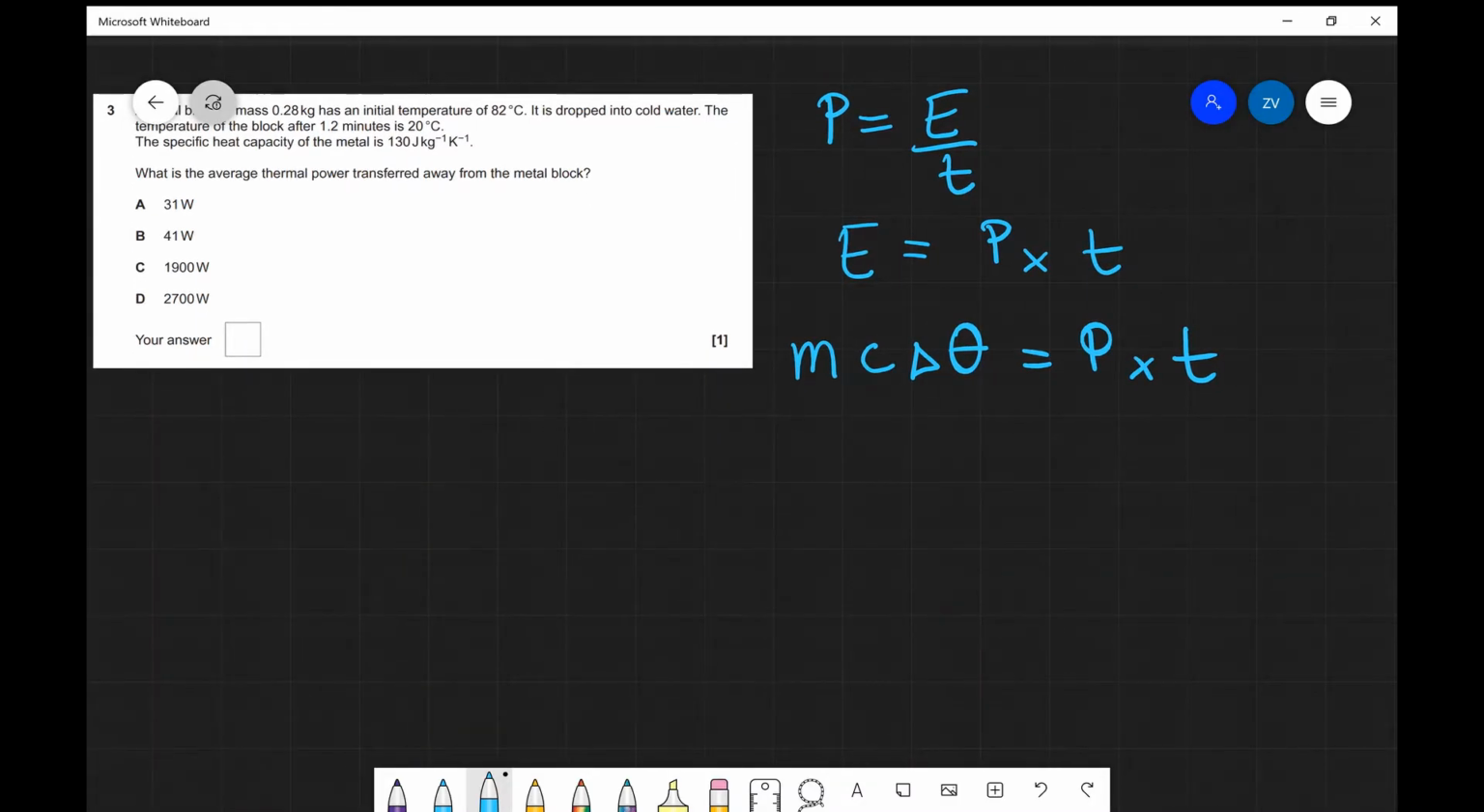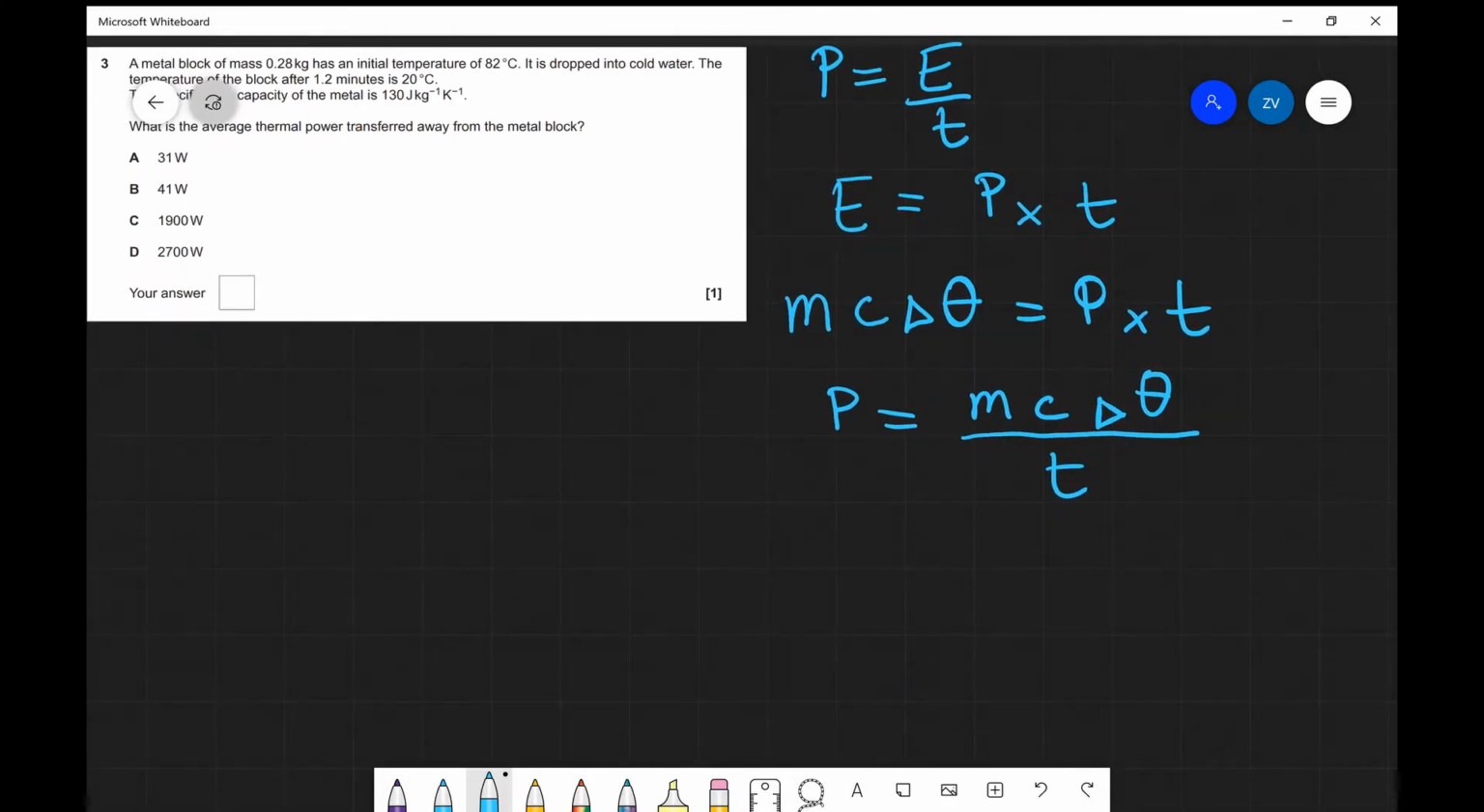Now because we're looking for power in this case, all we need to do is rearrange for the power, and this is going to equal mcΔθ divided by the time. And now we can start plugging in some values. So we know that the mass is 0.28 kg. We know that the specific heat capacity of this material is 130. Our change in temperature is 82 minus 20, so that's 62 degrees. And finally, our time is 1.2 minutes.